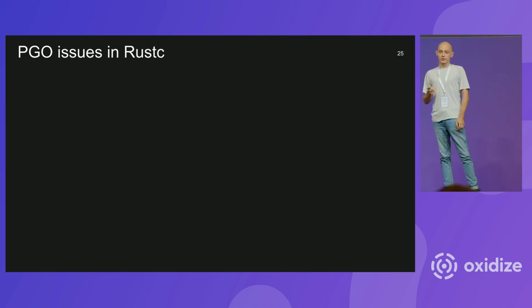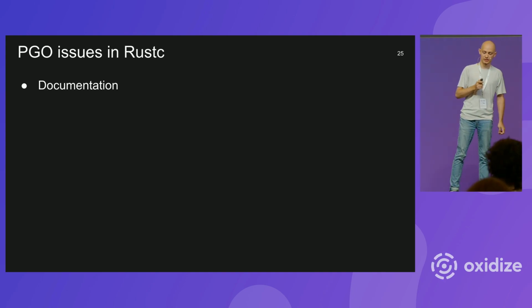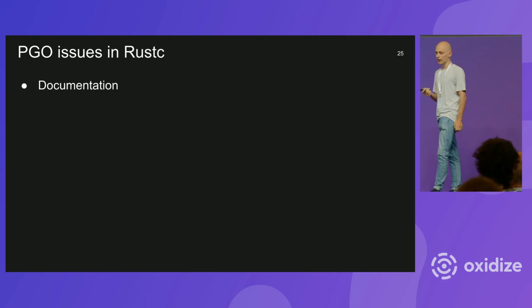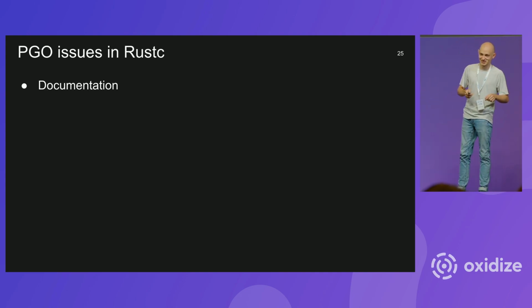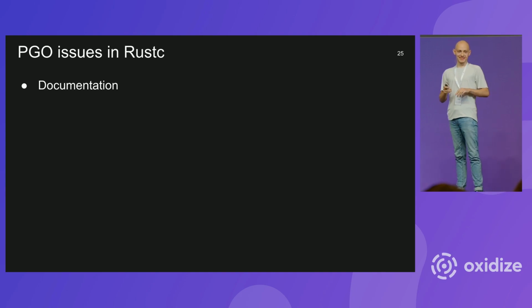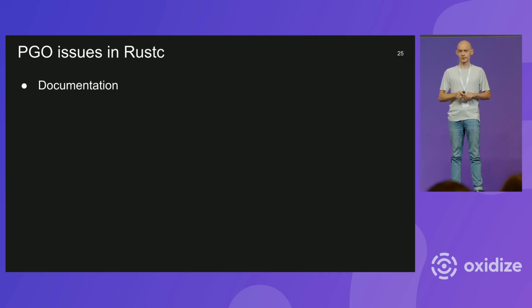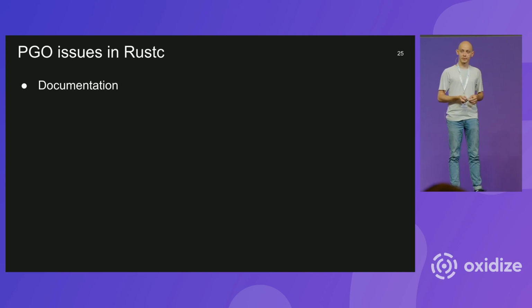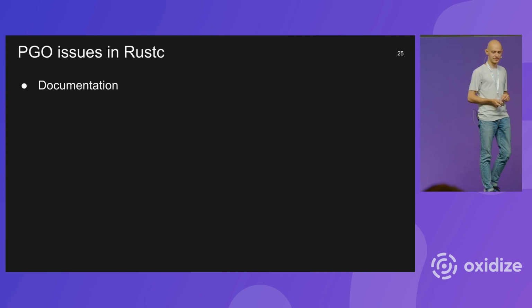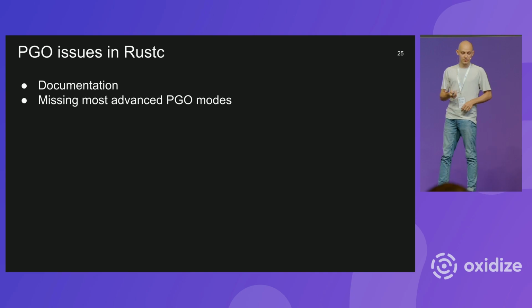What about PGO issues in the Rustc compiler? At first, documentation. Unfortunately, documentation is too bad compared to the Clang one. And actually, the Rustc documentation about PGO has a link to the Clang documentation. So if you want to read about PGO in detail, the better strategy is just to start with the Clang documentation. There is an open issue to improve the documentation, but it's still open, and no one really cares in the upstream. Missing most advanced PGO modes, like temporal and so on.